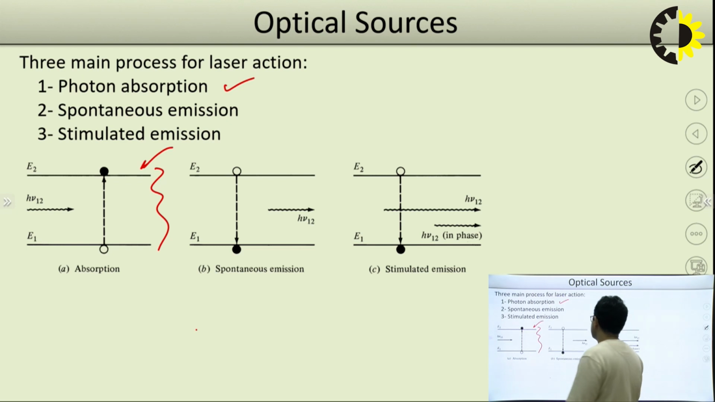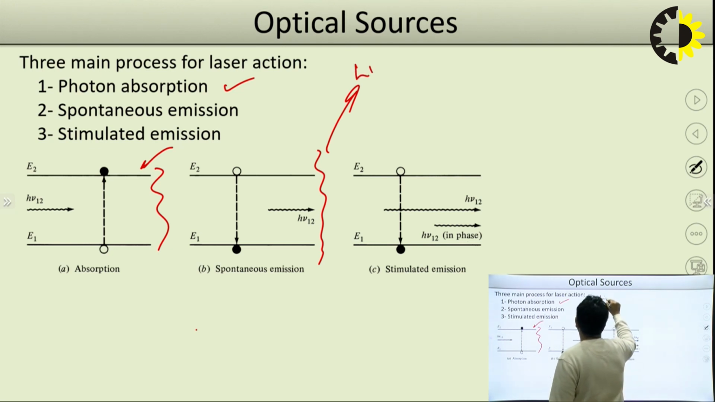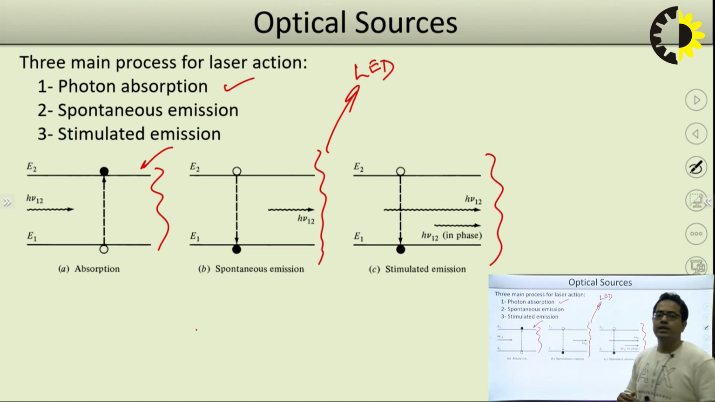This is spontaneous emission, the phenomenon which is basically responsible for the LED. Apart from that, the third one is the phenomenon responsible for stimulated emission.